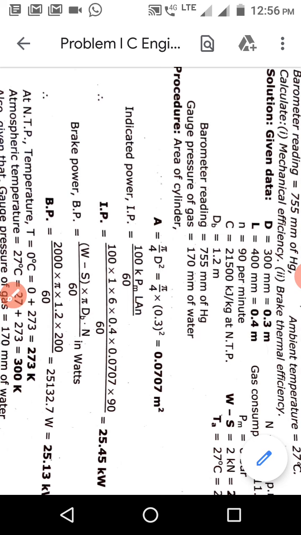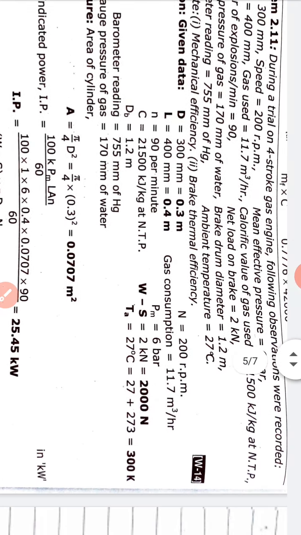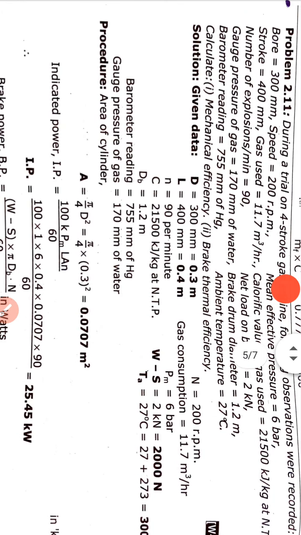But now we have to calculate the brake thermal efficiency, and that is the ratio of brake power to the heat supplied by the fuel. For calculating heat supplied by fuel, we need the volume of fuel supplied into calorific value, but that should be in the same unit or same condition. But they have not given it in the same condition.